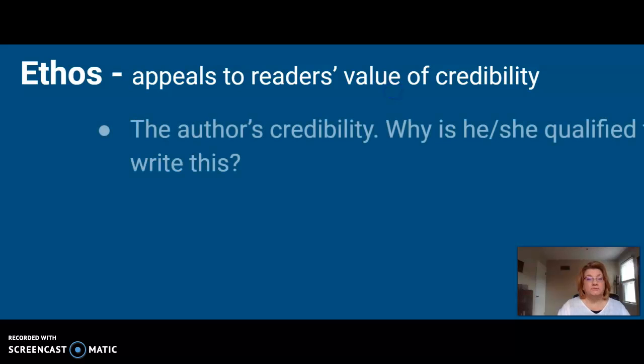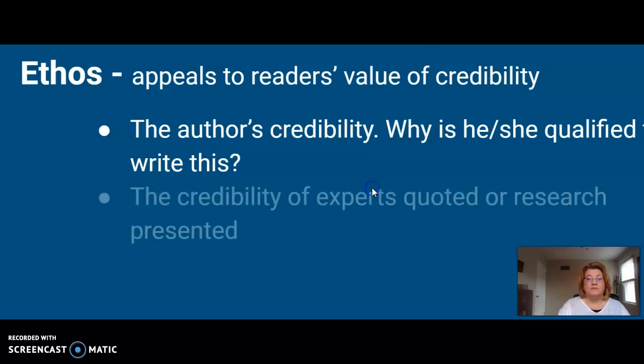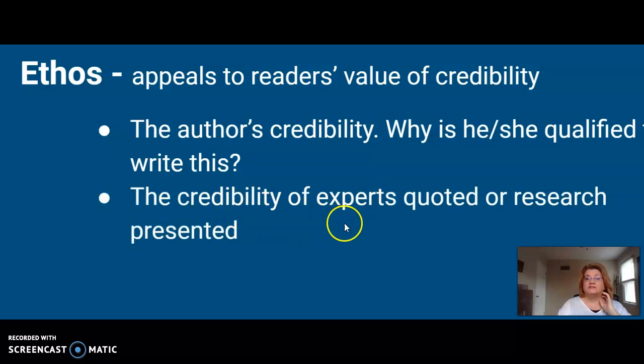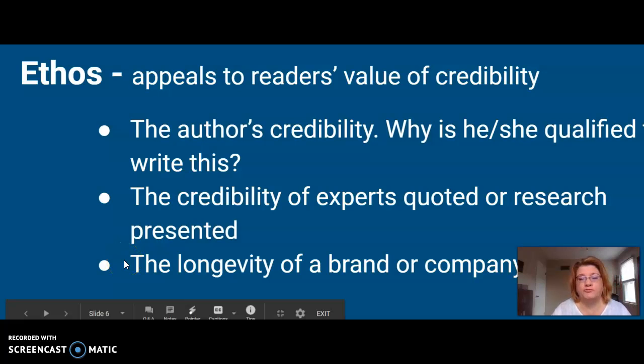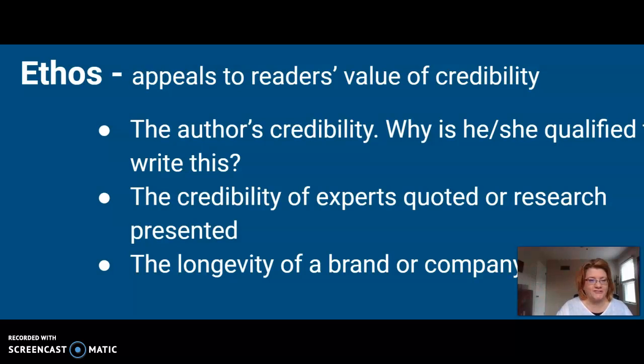So it has to do with the author's credibility. Why is he or she qualified to write things? But it also has to do with whether the author consulted any kind of experts, or quoted any scholarly, reliable research, to establish credibility that way. Sometimes companies can create a sense of ethos just by their branding, because they're a respected company in that industry, kind of the way that Harvard University in the world of higher ed immediately establishes a sense of credibility.